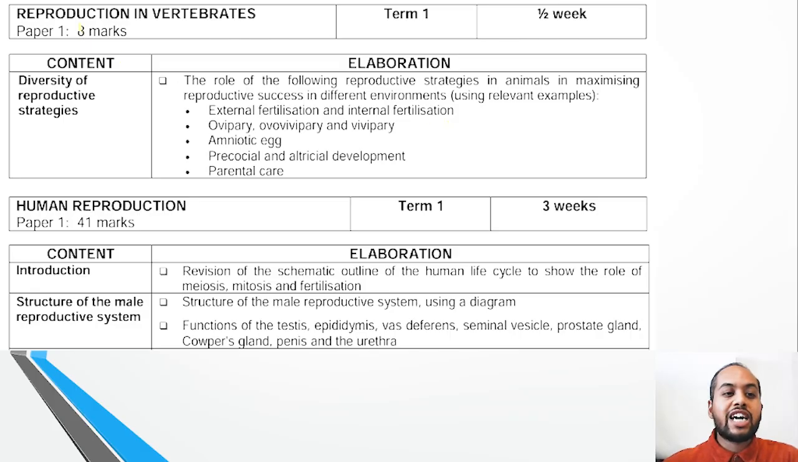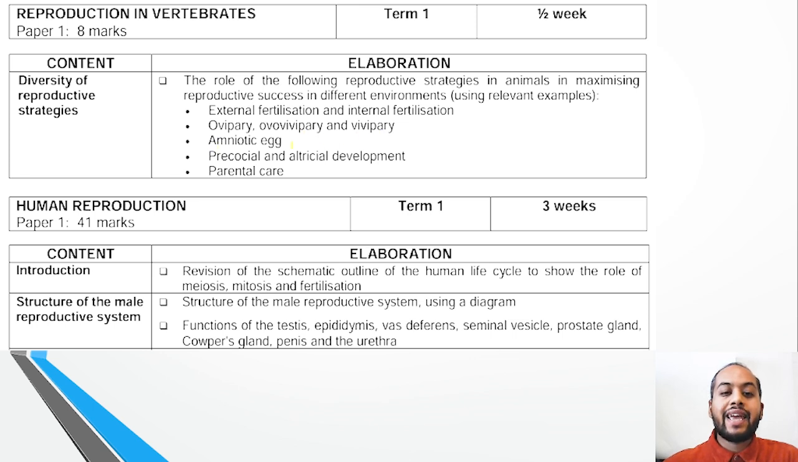If we look at reproduction in vertebrates, according to your exam guidelines, the things that you should be studying is the diversity of reproductive strategies, the role of the following reproductive strategies in animals in maximizing reproductive success in different environments using relevant examples. You need to be able to differentiate between external and internal fertilization, oviparity, ovoviviparity, and viviparity.